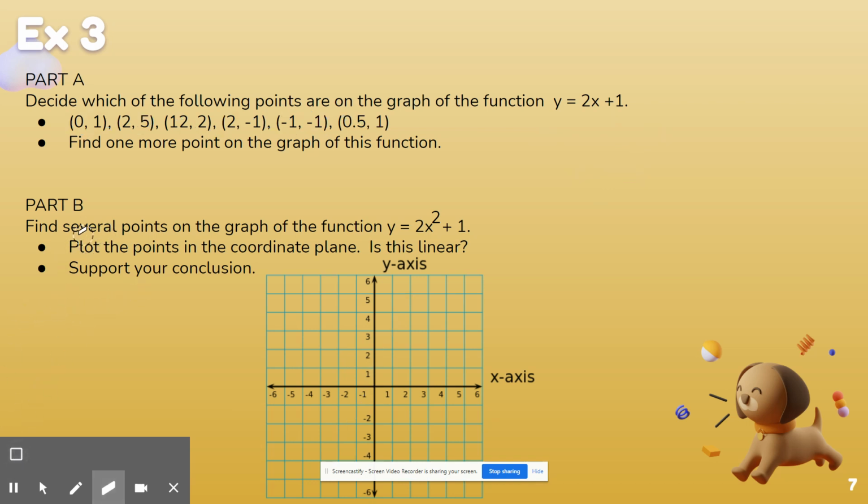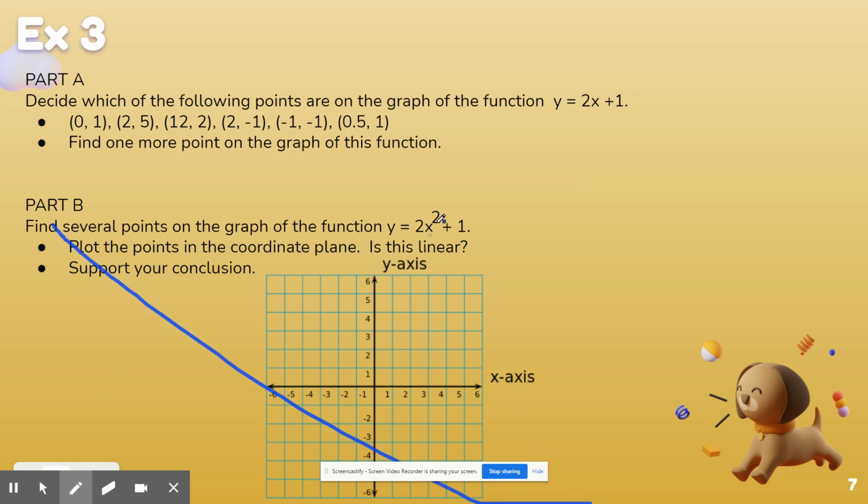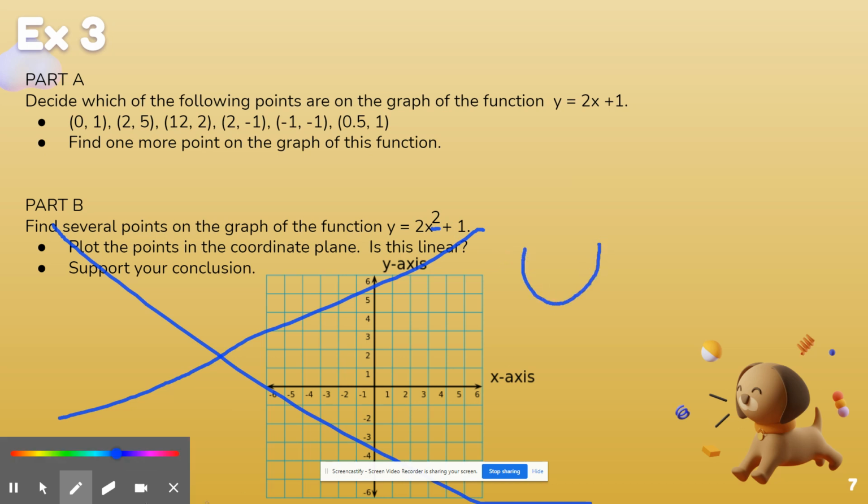And then we've already done, it says find several points on the graph of the function y equals 2x squared plus 1. This is not an 8th grade standard, and we will not be doing this. Anything that has a squared is nonlinear. It means it's going to be a u.